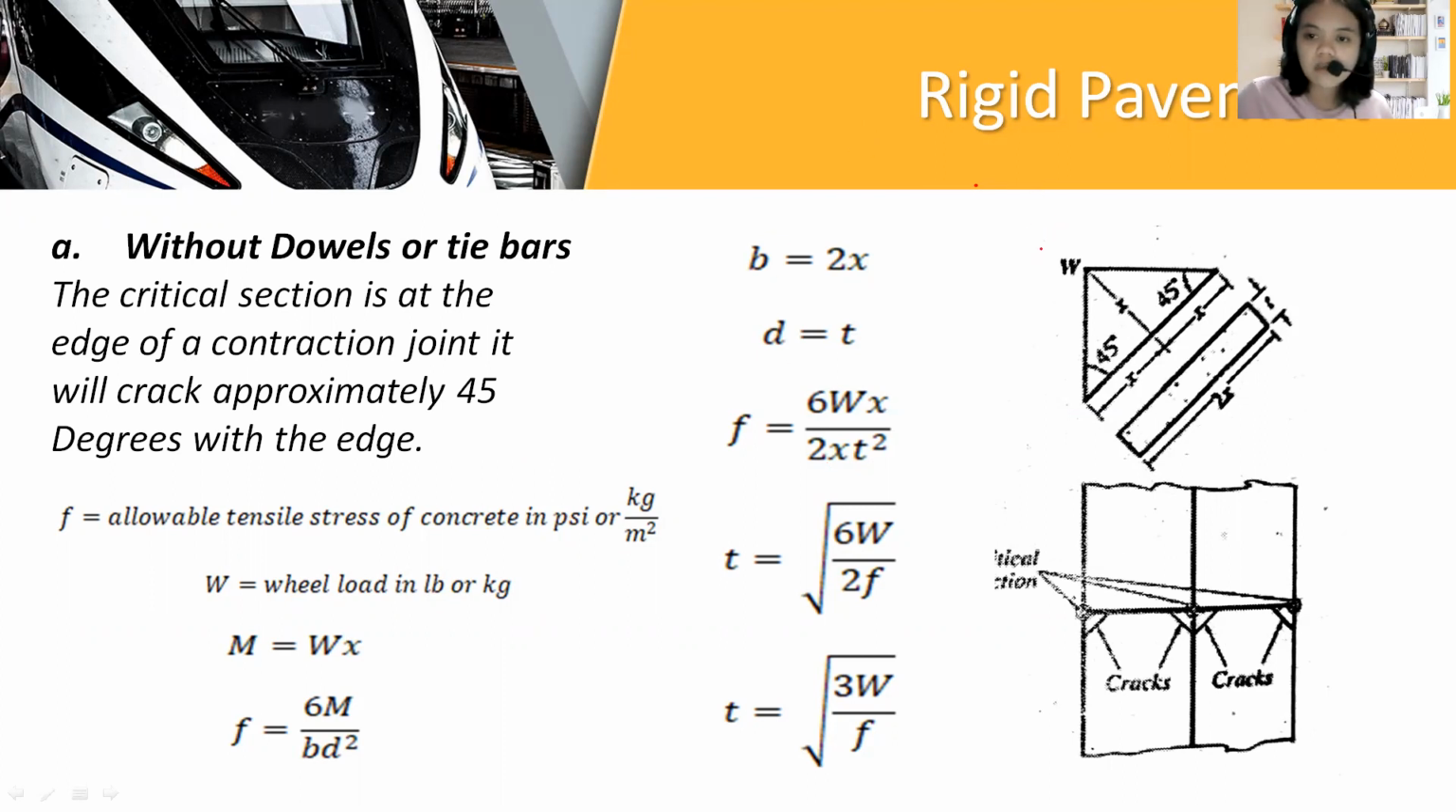So, ito yung ating pavement, no? Ito yung load. So, yun yung ina-assume natin na parang triangle. So, X and X is the base, which is 2X. And the thickness of your pavement, that is your depth. Okay, so dahil ito yung formula natin of flexure, substitute lang natin yung mga values, and the thickness will be the square root of 3W over F, or the allowable tensile stress.